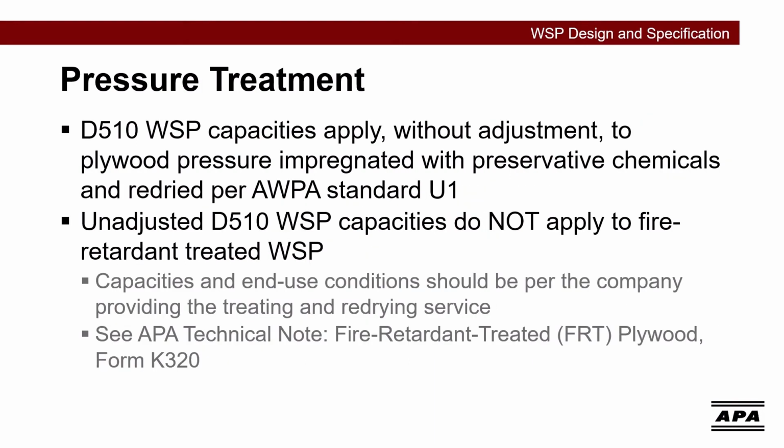Wood structural panels are sometimes pressure treated for added fire and moisture resistance. Capacities in D510 do apply without adjustment to plywood pressure impregnated with preservative chemicals and re-dried in accordance with the American Wood Protection Association Standard U1. However, the capacities in D510 do not apply to fire retardant treated structural panels. Capacities and end-use conditions should be in accordance with the recommendations and model code evaluation reports of the company providing the treating and re-drying service. See APA Technical Note, Fire Retardant Treated Plywood, Form K320 for additional information.